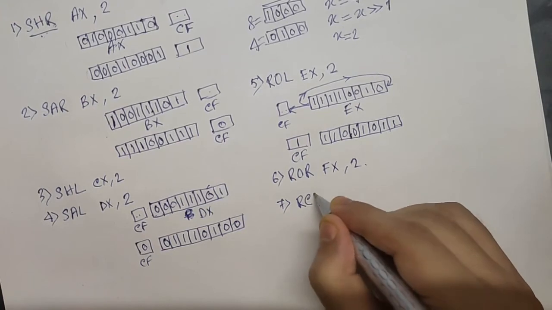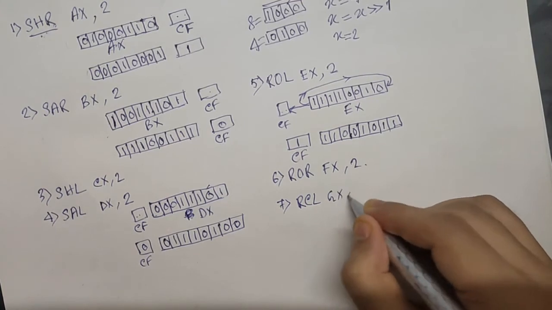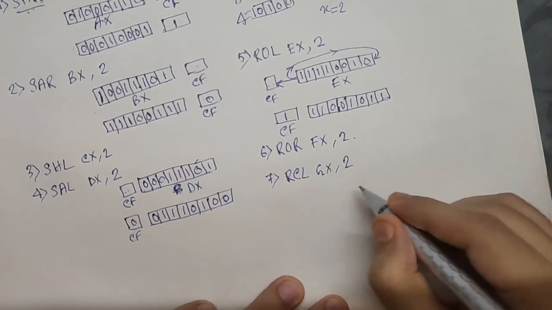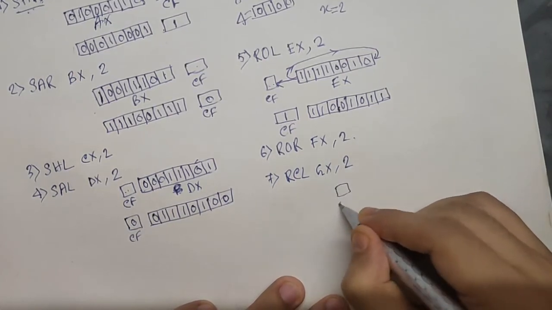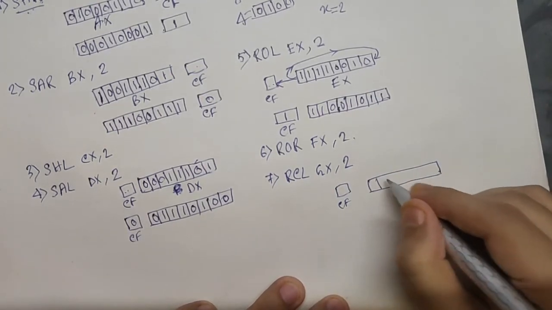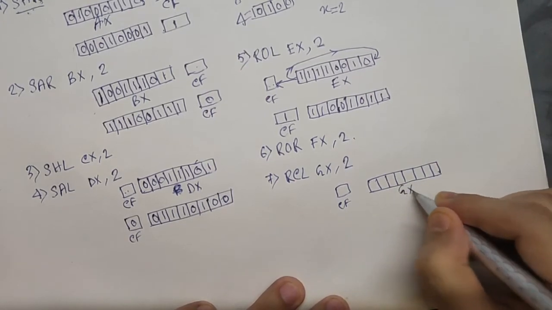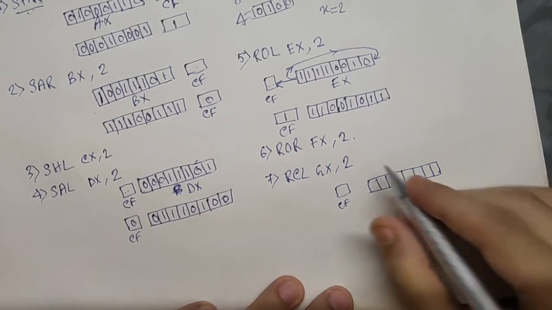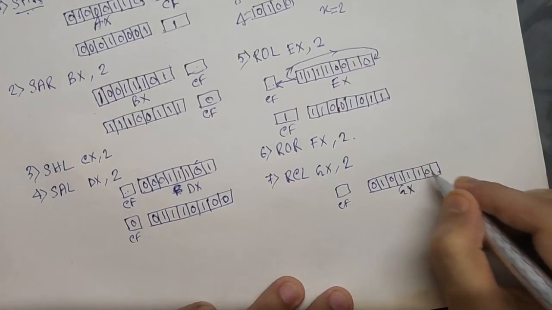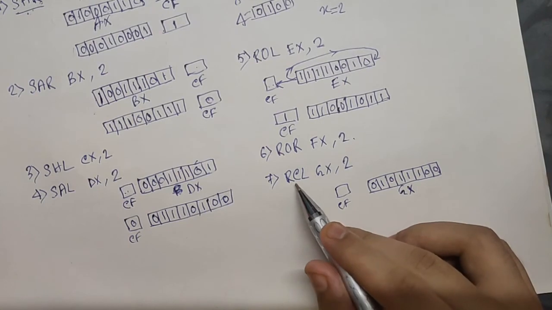Rotate carry left, and then it will also take 2 parameters. Suppose it is gx, 2, we are shifting this 2 bits. Okay, so now for left, we will have our carry flag here, and we will have our register, 1 2 3 4 5 6 7 8. Okay, and this is our register. So fill this randomly, 0 1 0 1 1 1 0 0. Okay, so this time we need to rotate with carry.